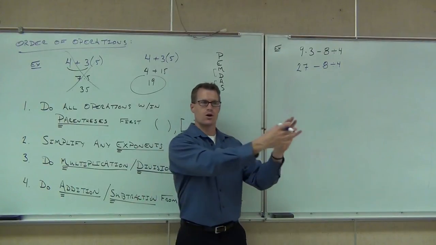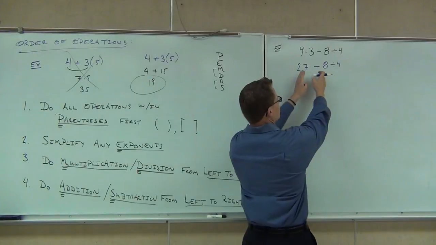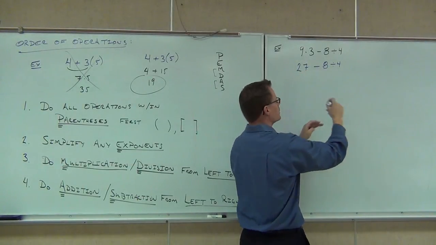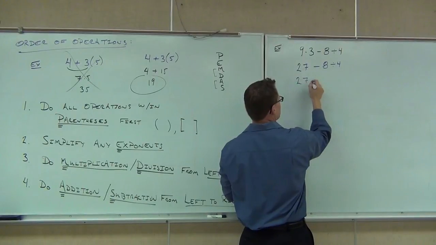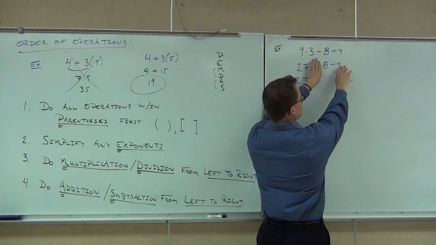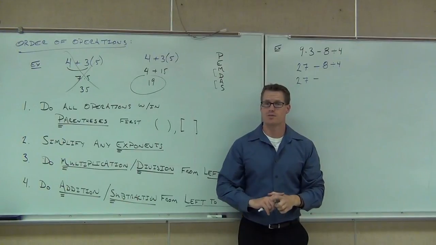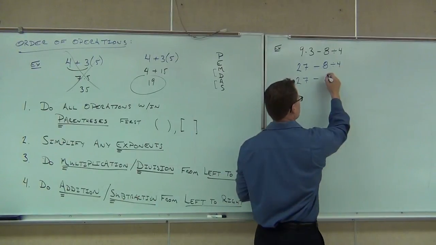Okay, that came further on in the problem. So we're good here. Are we going to subtract now? No. Definitely not. We're not done with our division. So we're going to rewrite the 27 and the minus. But now we're going to ignore this part and do the 8 divided by 4 piece. How much is the 8 divided by 4 piece?